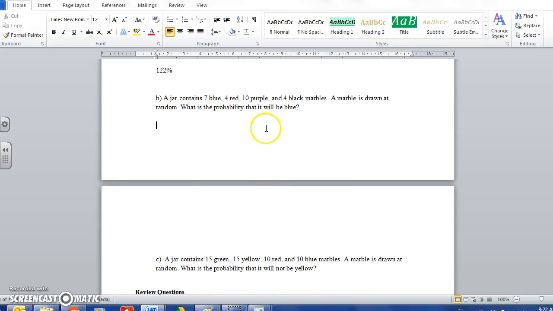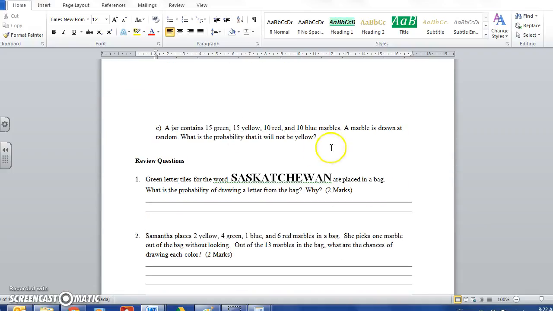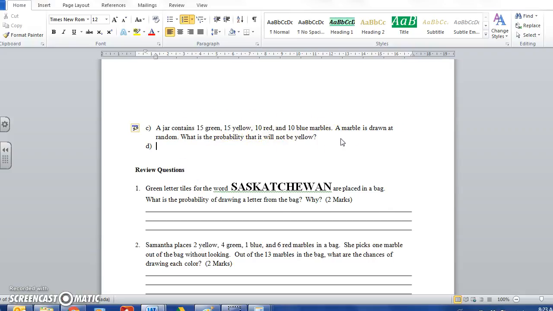Marbles drawn at random. Well, it worked out that I had 25 marbles in total and 7 blue, so it would be 7 out of 25. And for the second question here, I had 10, 20, plus 30, 40, 50. I had 50 marbles. What's the probability it will not be yellow? It's 35 out of 50.